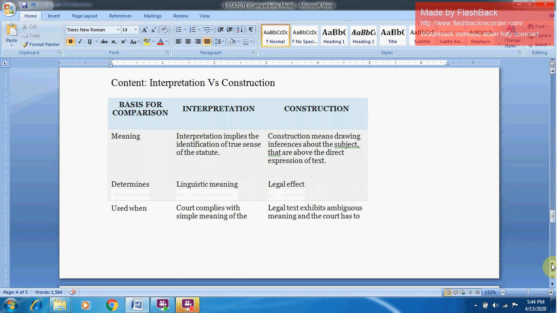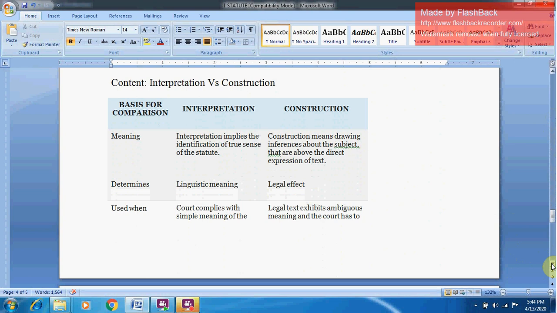But when you say construction, construction means drawing inference about the subject that lies above the direct expression of the text. What is exactly the expression of the text? As we stated here, "may" be read as "shall", and that's why the punishment should be there.